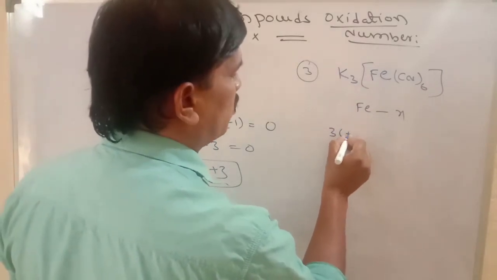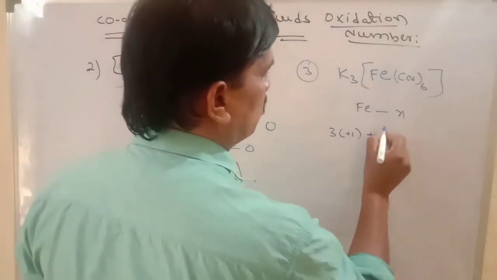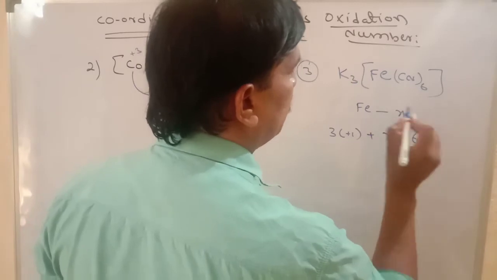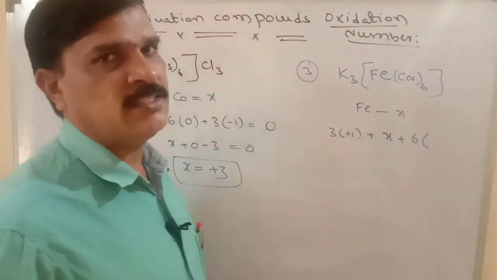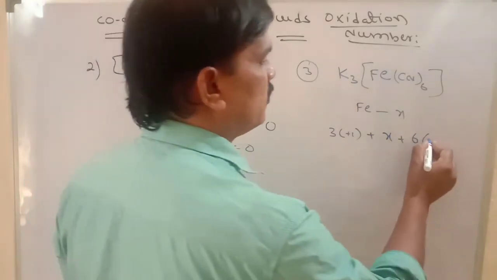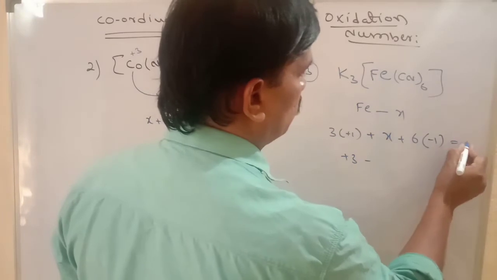Potassium always has a positive charge, K plus. It is a first A group element, so plus. How many irons? One iron is there, X. 6 CN ligands are there. CN is CN minus, cyano. Cyano means it is a negative monodentate ligand. Its charge is minus 1. Okay, plus 3 equal to 0.